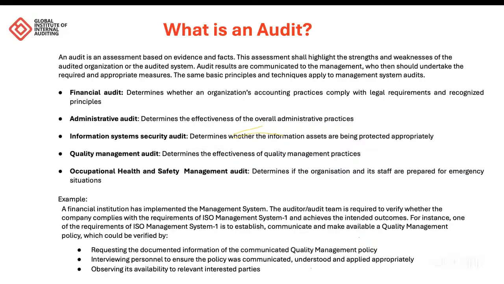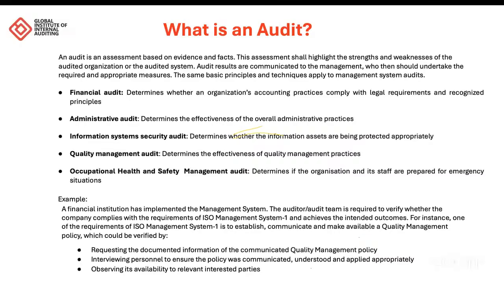So if I, as an auditor, want to evaluate their compliance to this particular standard, I need to look at whether this thing has been established. So here I would request the documented information of the communicated quality management policy. Has it been established? Do we even have it? Oh, it has been established. By who? What is the process of establishing this quality policy? Has it been approved by the appropriate body, by the appropriate individual, by the appropriate office? That is there. Now, after the establishment, has it been communicated?